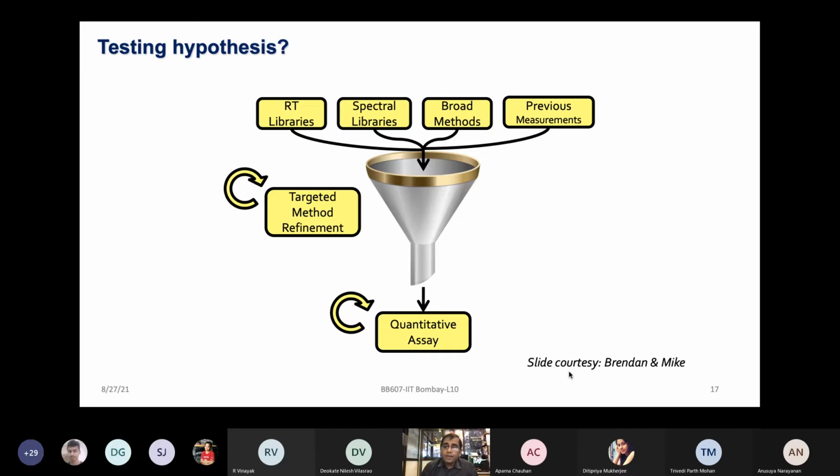So these experiments require a lot of understanding of your instrument, of your samples, of your peptides of interest, and then only you will be able to test your hypothesis. You need to know the retention times of your peptides. Can you use some of the retention time libraries? If you are generating data with label-free quantification, that data is already acquired and could be utilized very well to validate your targeted data as well.